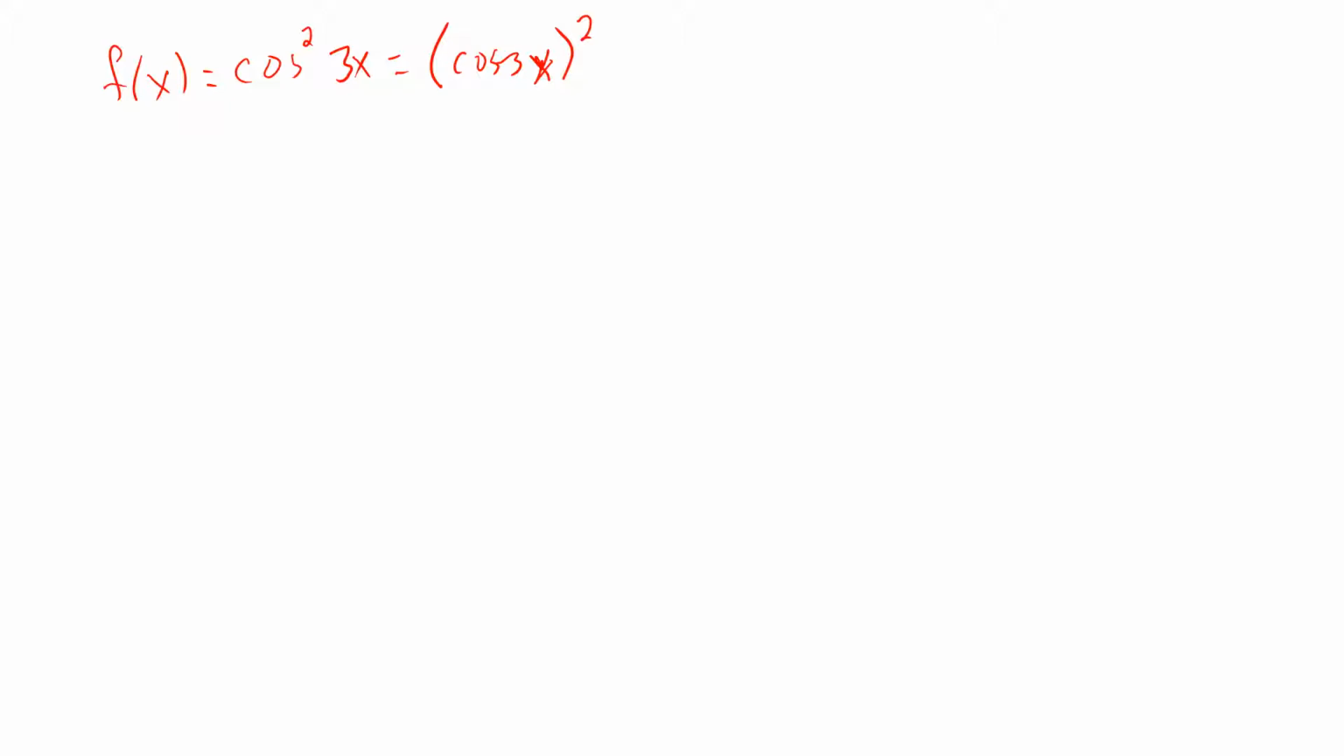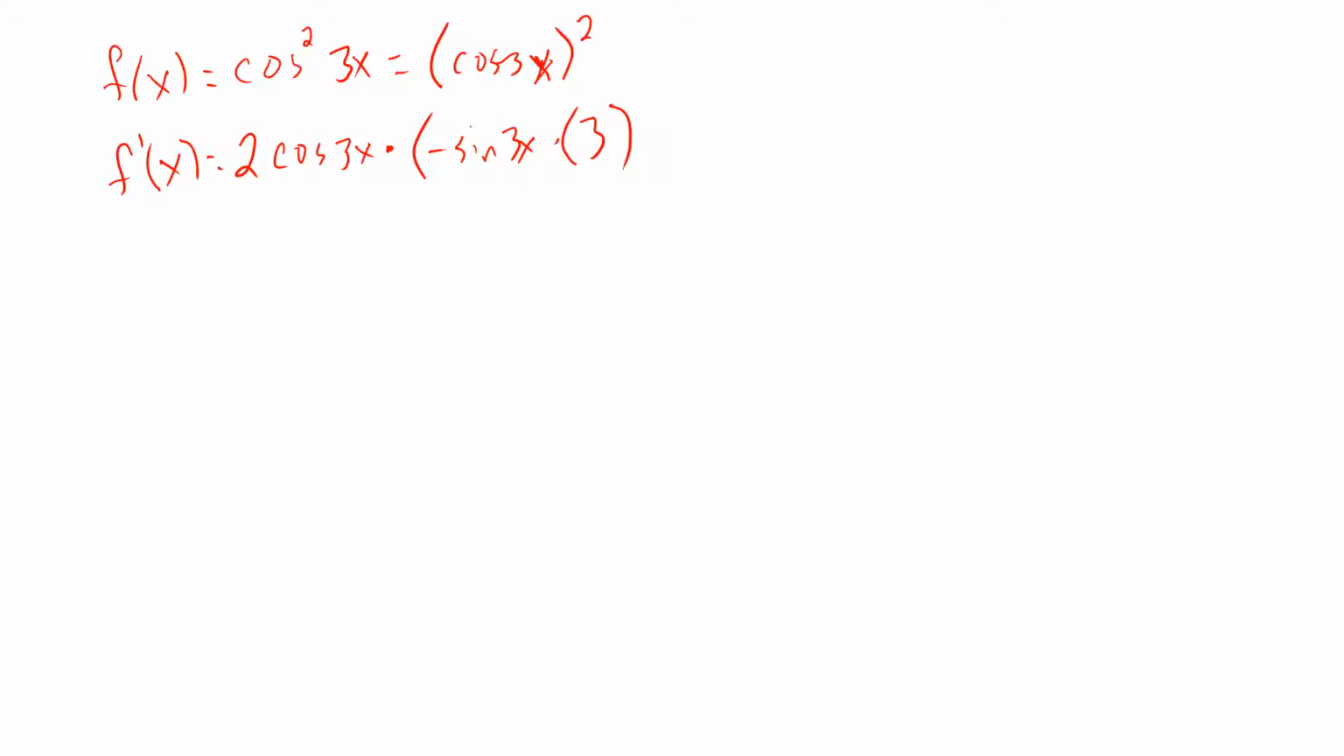So now our chain rule, the big thing going on here, we have something squared. What's the derivative of something squared? That's a power rule. The derivative of something squared is just going to be 2 times that something. 2 times cosine of 3x times the derivative of that something. Well, that something's cosine of something. What's the derivative of cosine of something? It's negative sine of something. Negative sine of 3x times the derivative of the something. What's the derivative of the something? Something's 3x, derivative of 3x is 3.